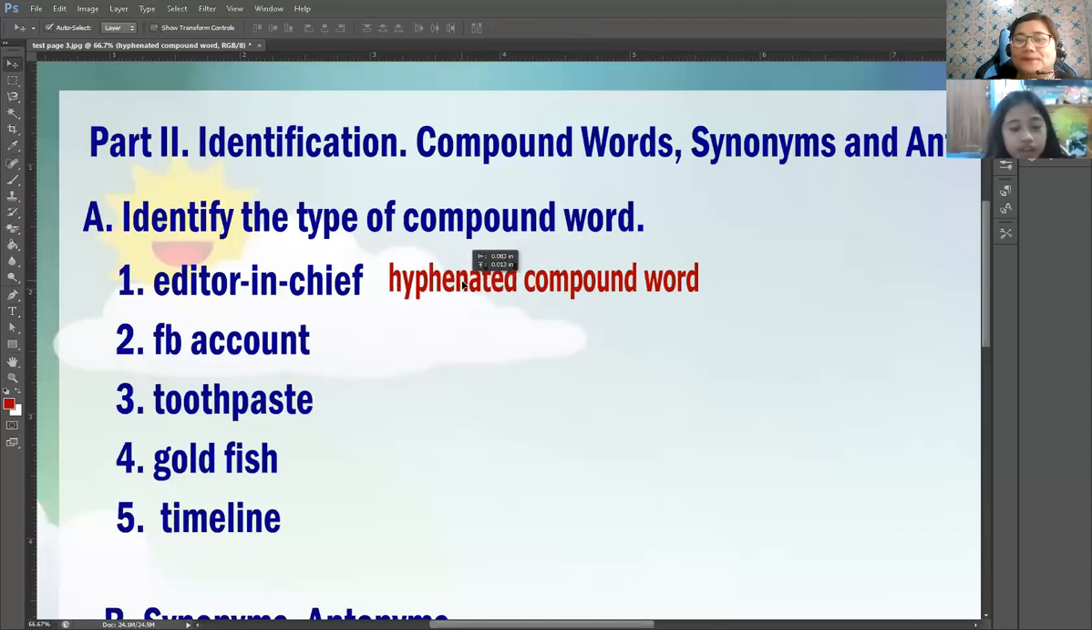Because the words have hyphens in the middle of each word. Because there are hyphens in between words. Very good. Your answer is correct.